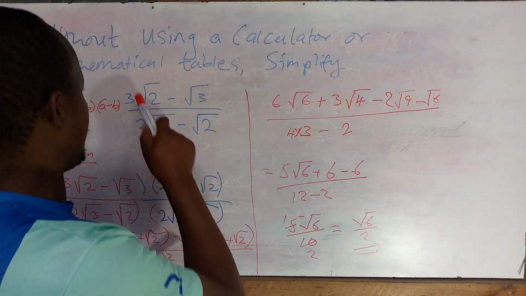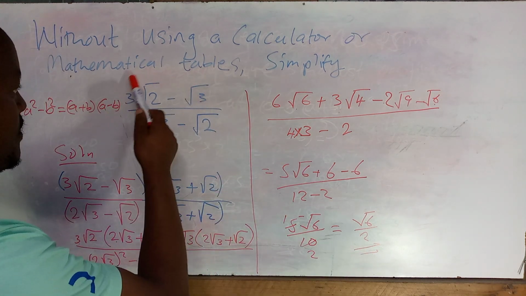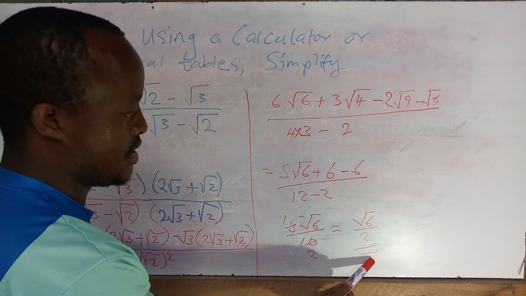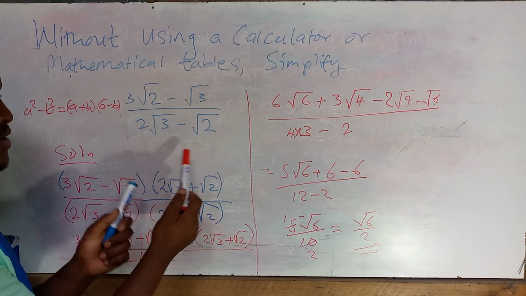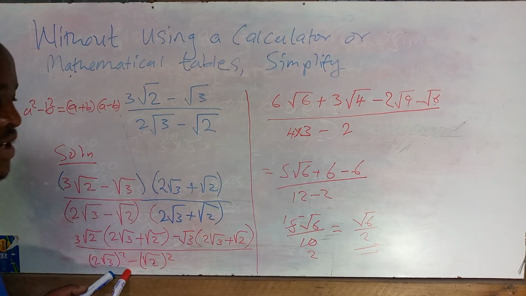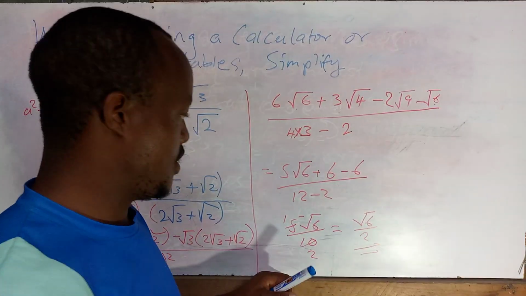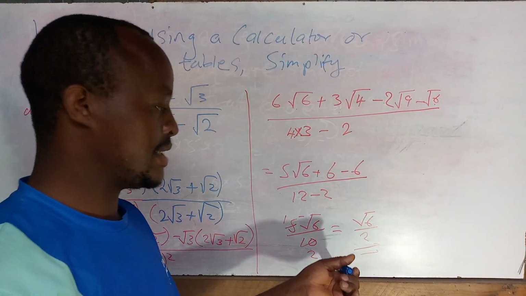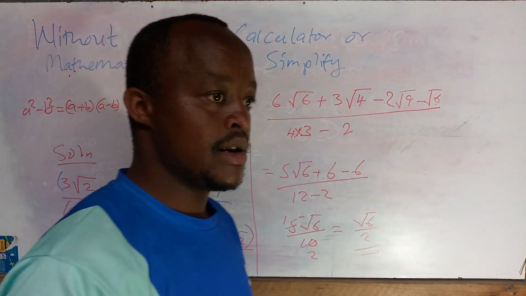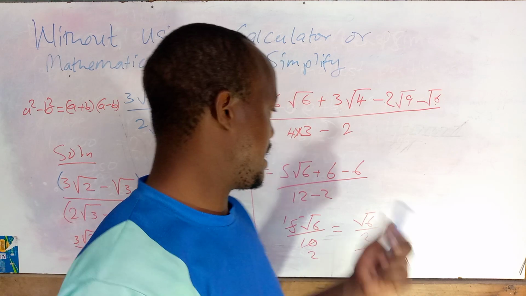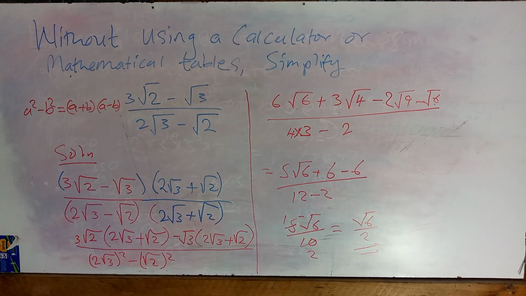Now, since we have been able to simplify all this to this, don't assume that you have mastered simplification through this way of rationalization. Just try and do like 5 or 3 questions on surds to be sure that you have mastered everything to do with surds. Thank you very much.